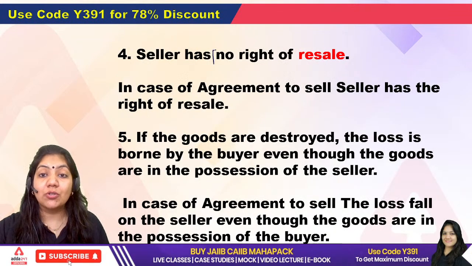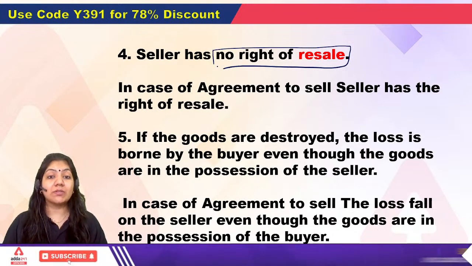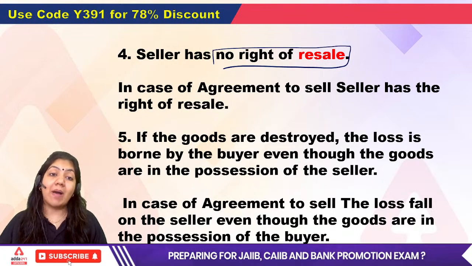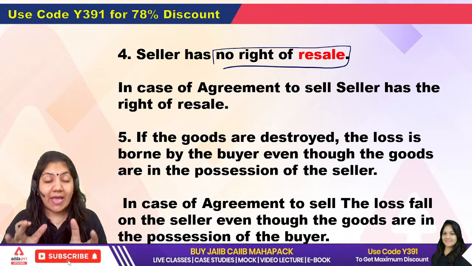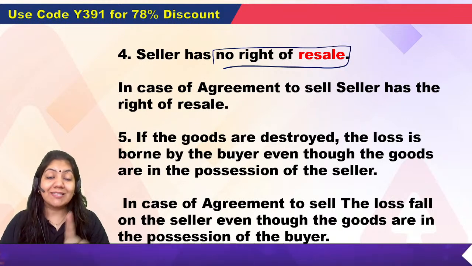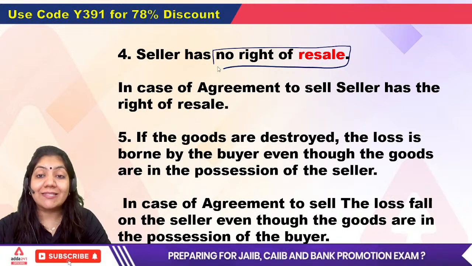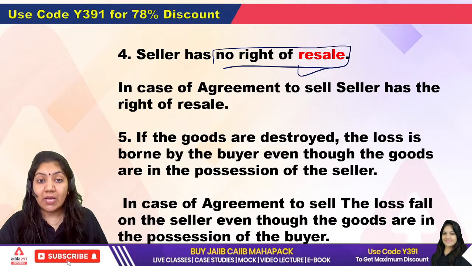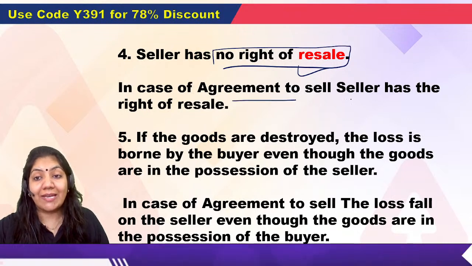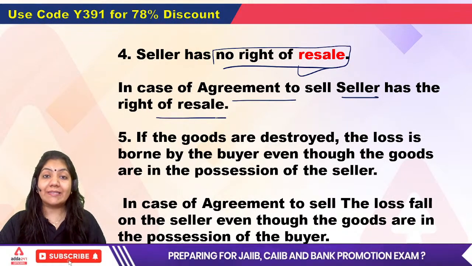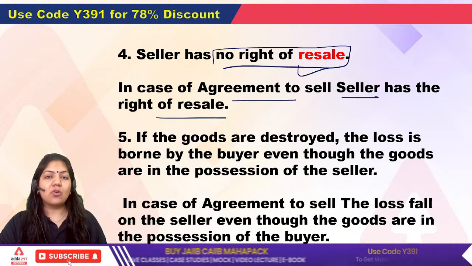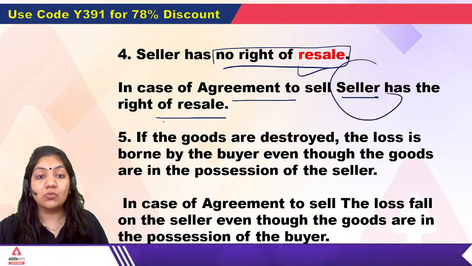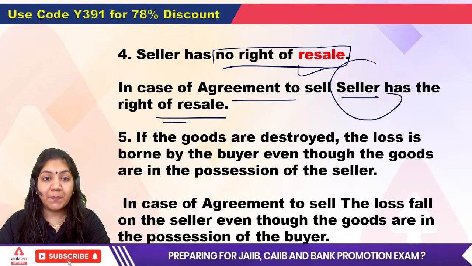Now see the fourth one. The seller has no right to resell the goods. Why so? The seller has already transferred the property to the buyer, so the buyer has the absolute right on the goods. The seller has no right, so that is why the seller cannot resell the goods to another person. Property is already transferred. But in the case of agreement to sale, the seller has a right of resale. Suppose the buyer is not giving the full price of the goods, in that case the seller has a right to resell the goods. That's it. Okay.